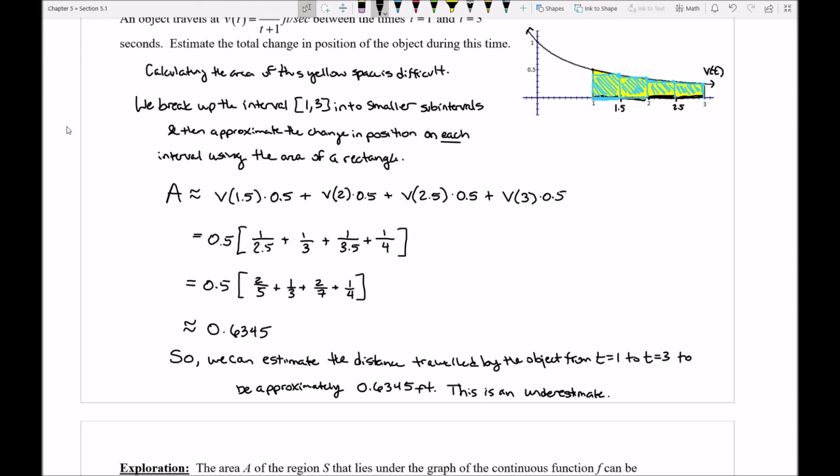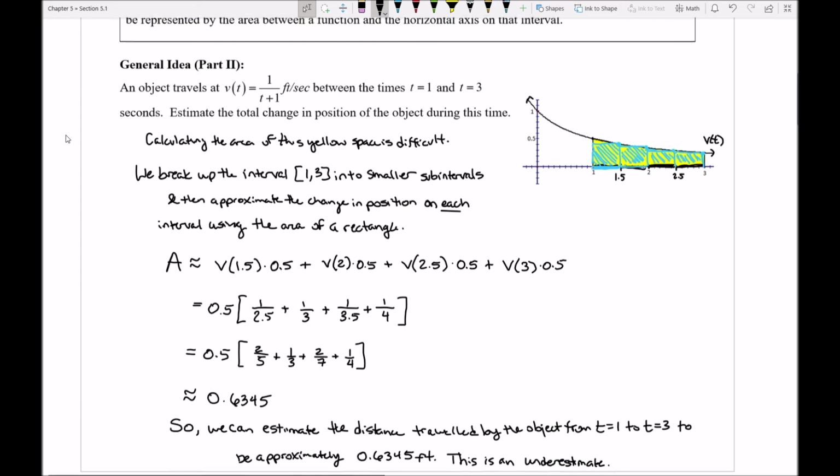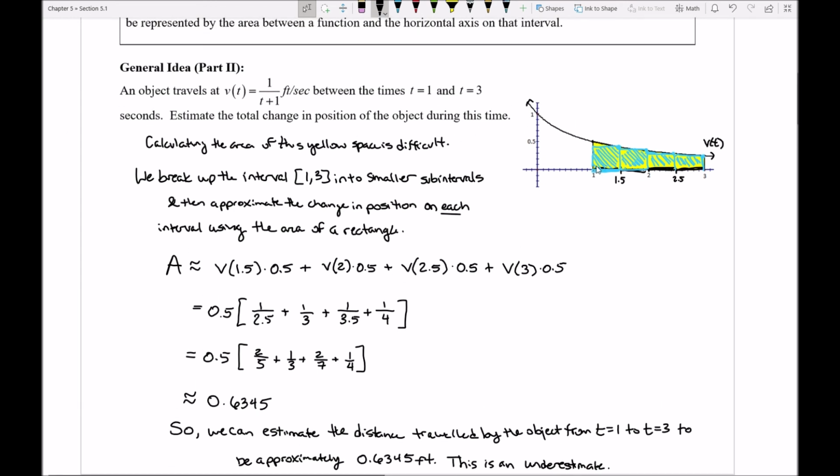So hopefully this gives you some idea of how exactly we're planning on estimating the areas of these really awkwardly shaped regions. We're going to be using this concept of filling our space in with rectangles, and by calculating just areas of rectangles, which is really easy to do, we can get a pretty good sense as to what this value of this area might be. And in certain instances, like we did here, we can even classify this as an over or an underestimate.